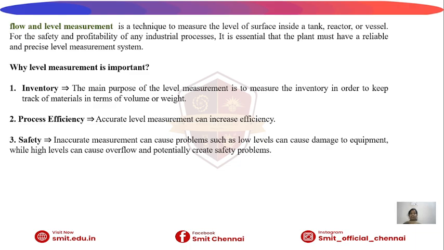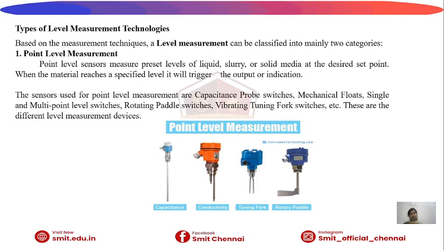Next one is process efficiency. So accurate level measurement can increase the efficiency. So that is very important. Next one is safety. Inaccurate measurement can cause problems, right? A low level can cause damage to equipment, while a high level can cause overflow. So the potential creates safety problems, so we have to maintain safety. So when we measure volume or weight, we carefully measure with process efficiency. Okay. So these 3 are very important for level or flow measurement.